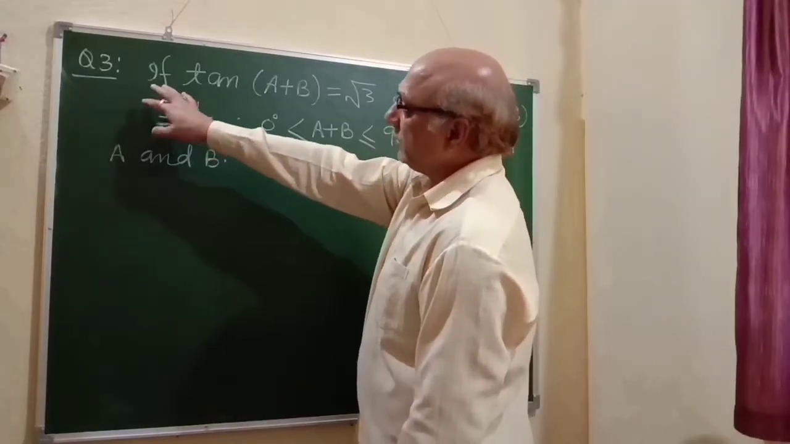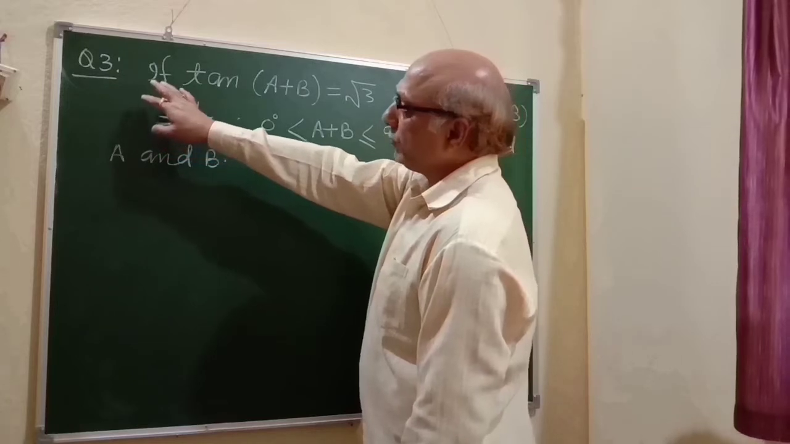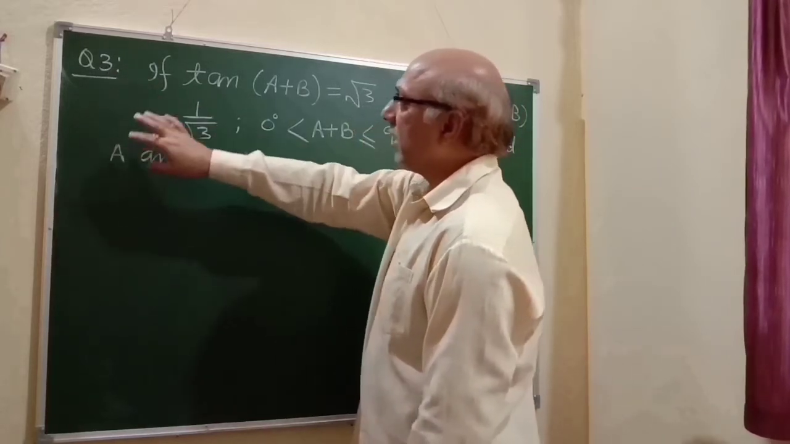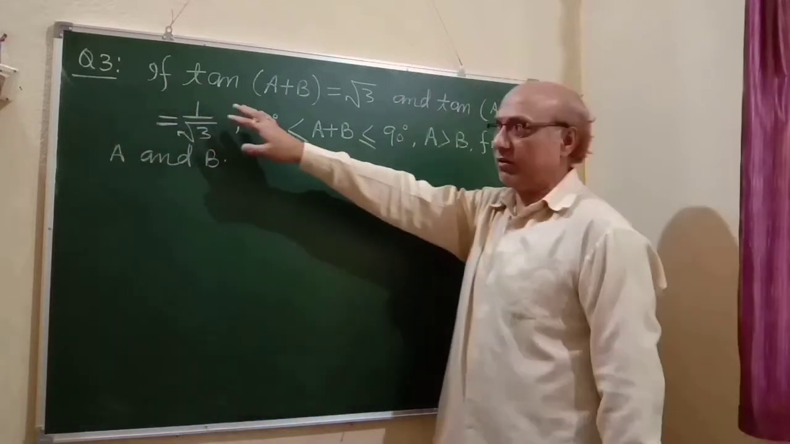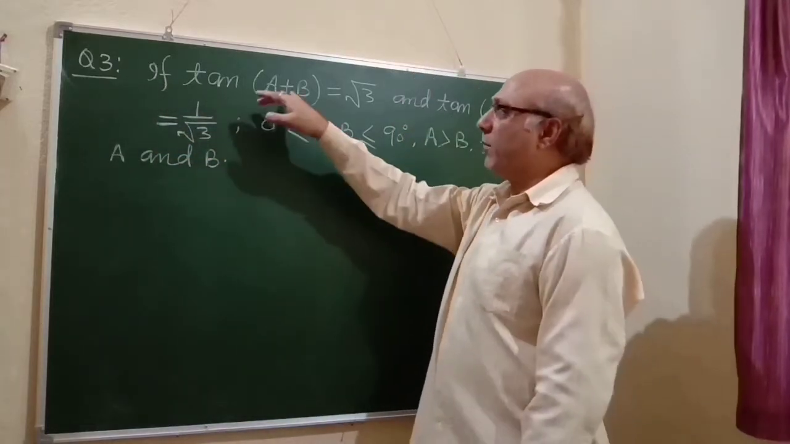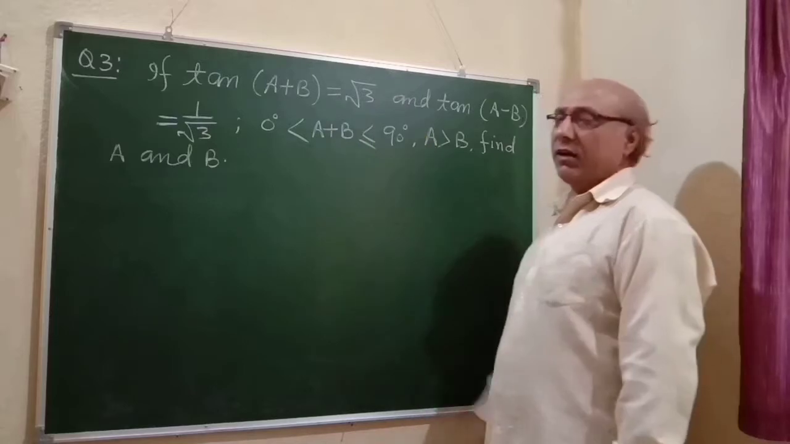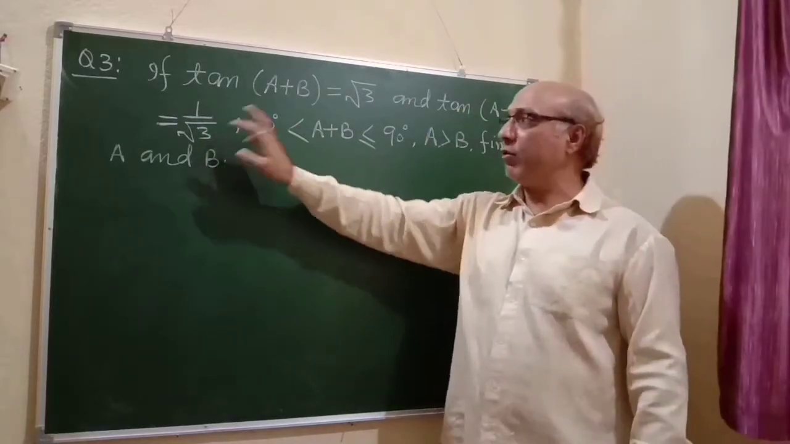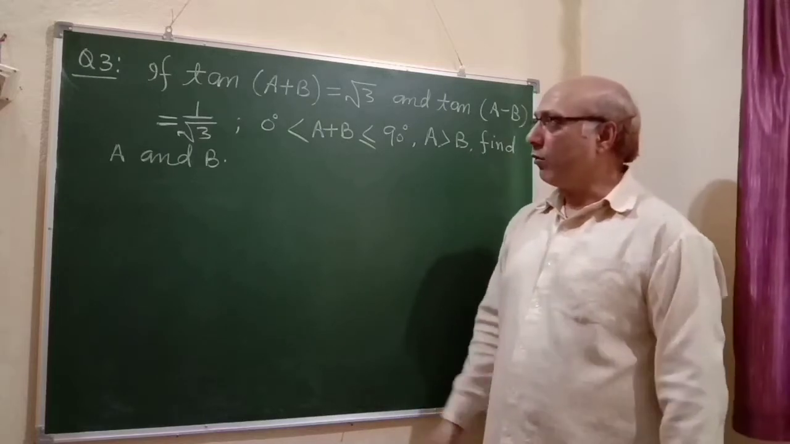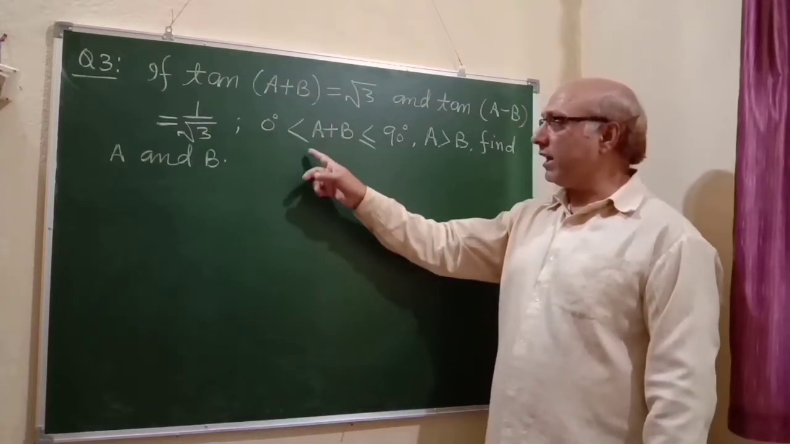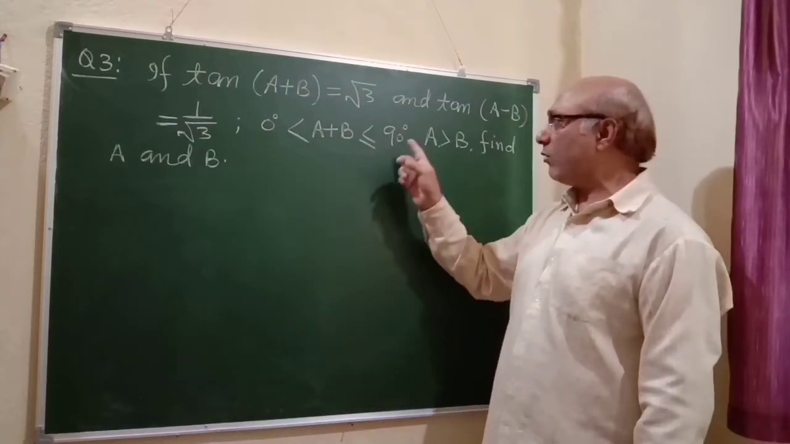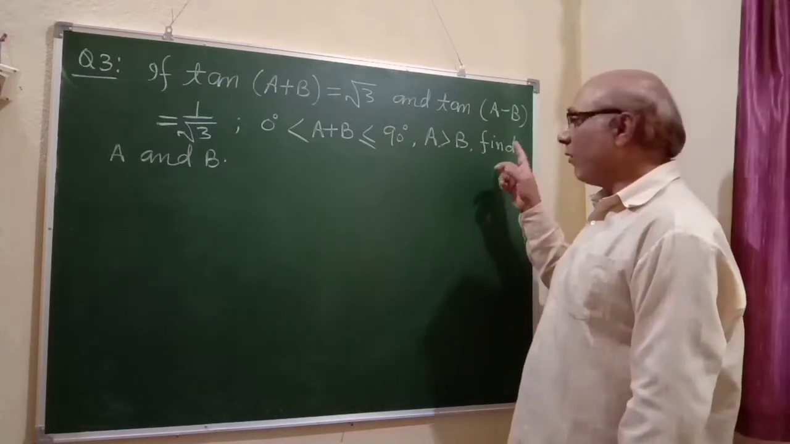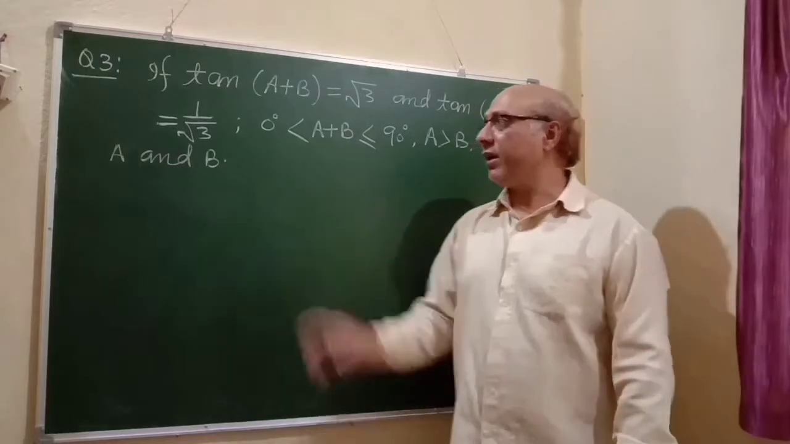We are going to discuss the solution of one more question, that is question number 3, and this is a very important question. If tan (a plus b) equals root 3 and tan (a minus b) equals 1 by root 3, where 0 degree is less than a plus b less than or equal to 90 degree and a is greater than b, find a and b.